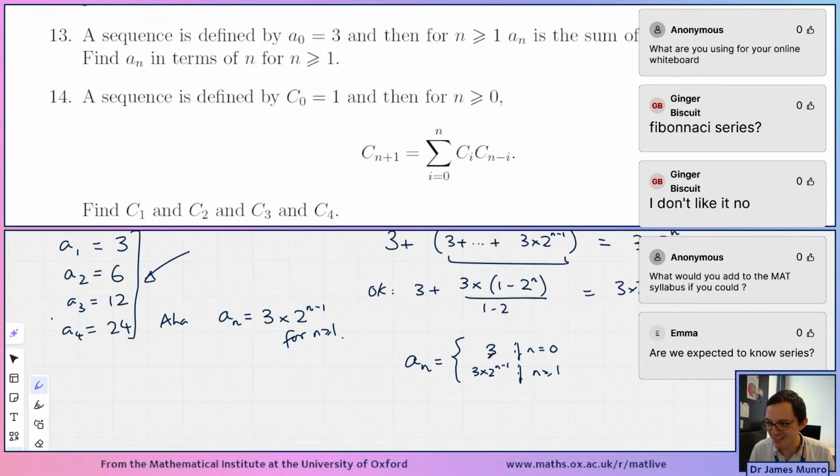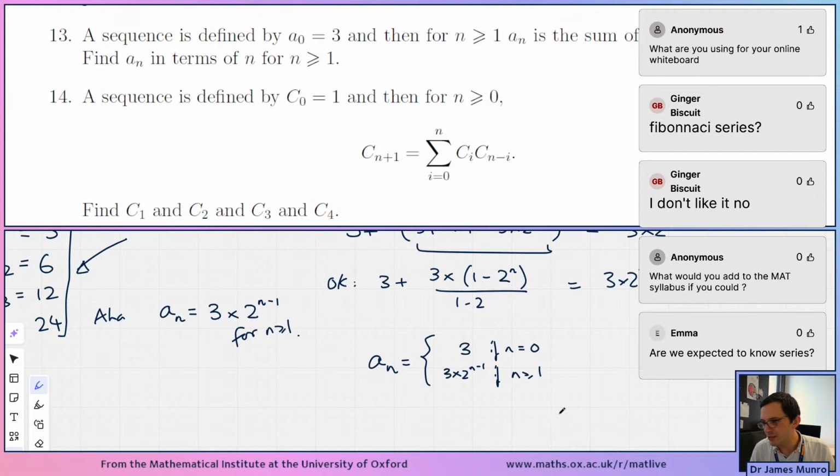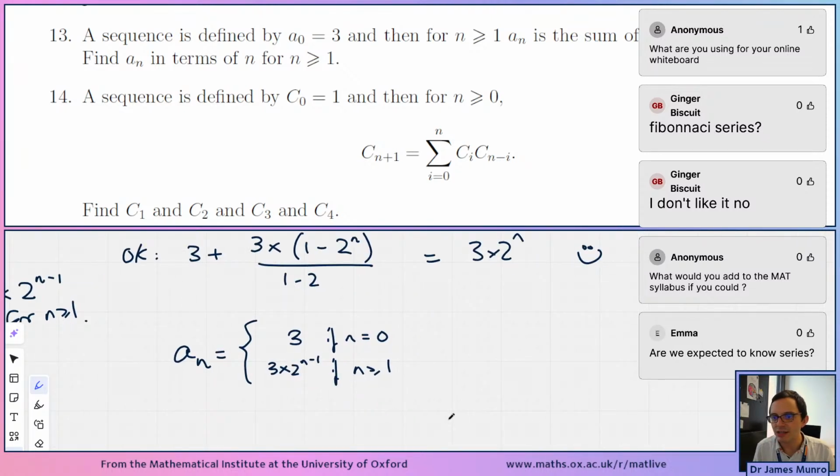I think that's a function. I think that's fine. Good. You don't like that? Yes, okay. In chat saying they don't like it. Cool. Right, okay.